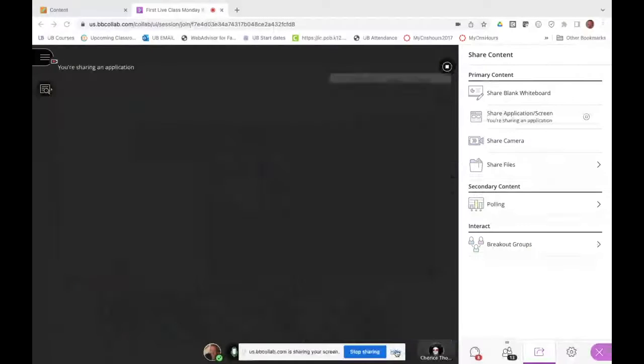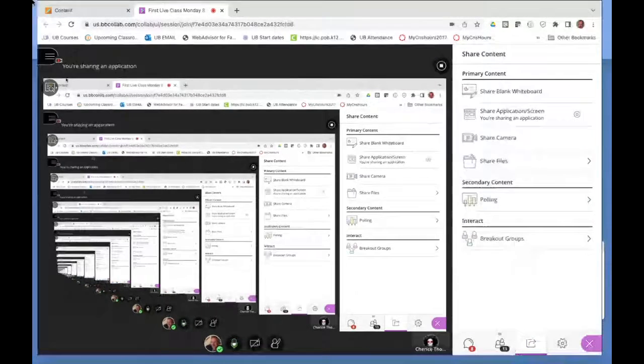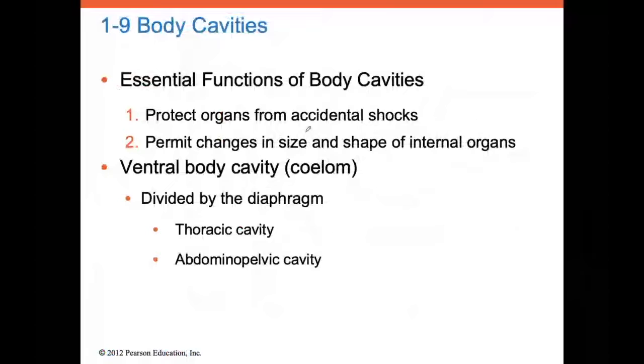Lindner. What we're going to be talking about in this brief, short section is going to be body cavities and membranes. So, one of the main functions of body cavities, which are different chambers within the human body where organs are going to be kept, is that they protect those organs against accidental shocks. And it also gives a little bit of room for the organ to change in size and shape.